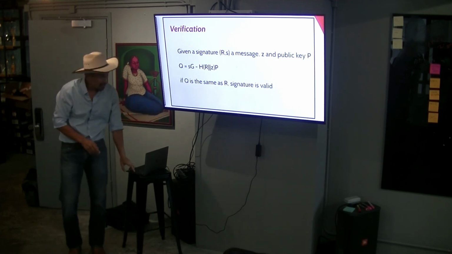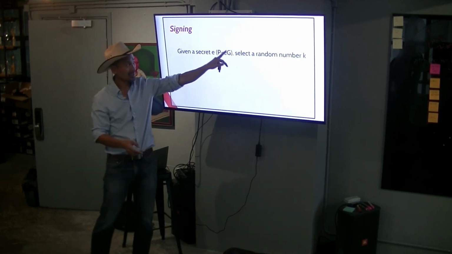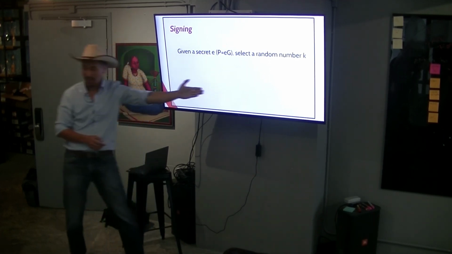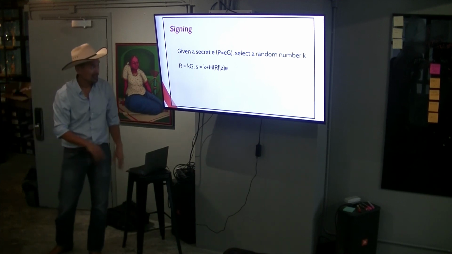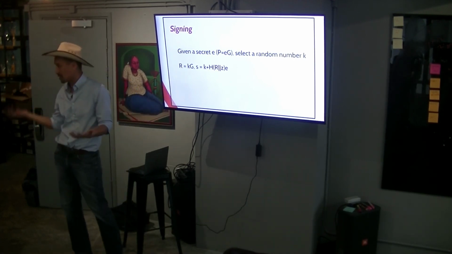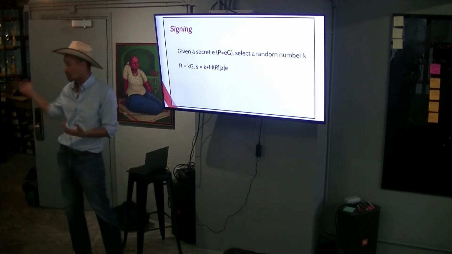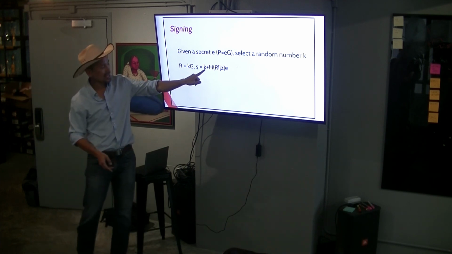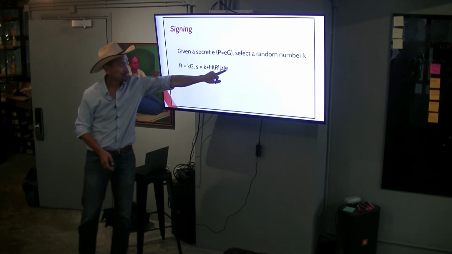All right. So how do you actually come up with the signature? Again, you have the secret E, that's your private key. You have public key P, and you select a random number K. Same setup as ECDSA, but you do something slightly different. You have capital R, which is just KG. Instead of just getting the X coordinate like we did for the ECDSA, we just get the entire point and serialize it or something and let the verifier know. But S is going to be equal to K plus hash of R and Z times E.